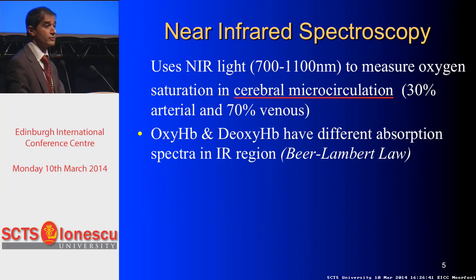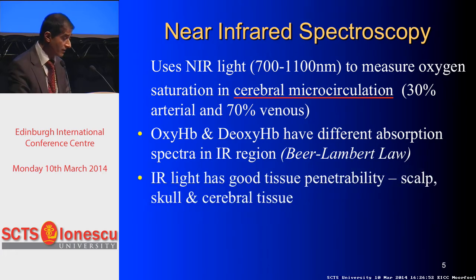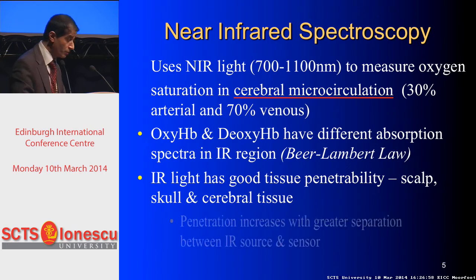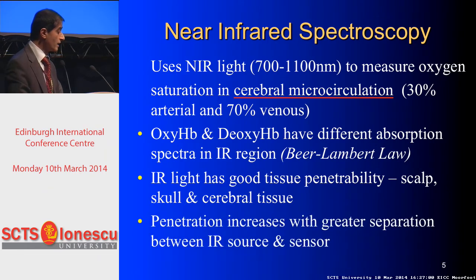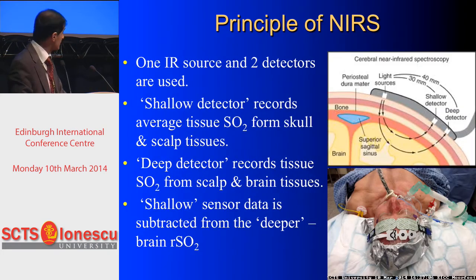The difference is that we are not looking for a pulsatile circulation, we are just looking for the concentration of these two components of hemoglobin in the cerebral microcirculation. The second feature is that infrared light actually has very good tissue penetrability, so it can go through the scalp, skull, and the cerebral tissue. And third, and probably the most important feature, is that penetration actually increases with greater separation between the infrared source and the sensor. And you'll see that in the next slide.